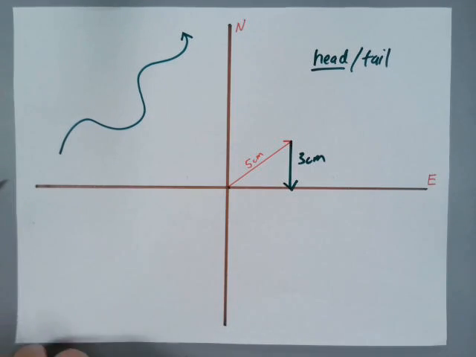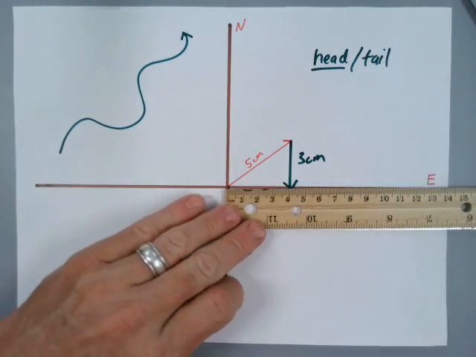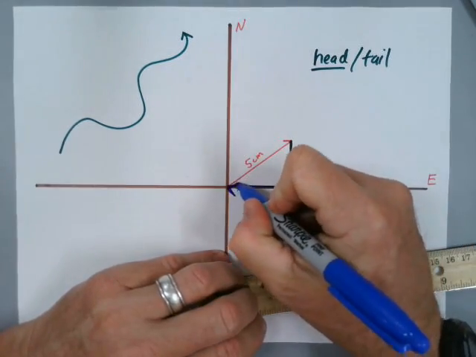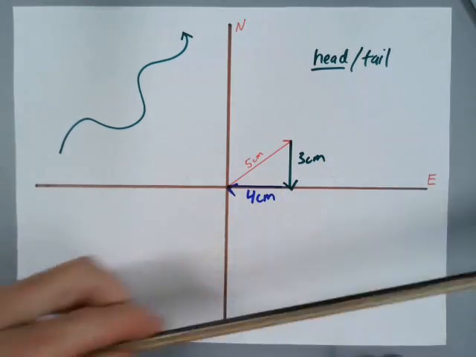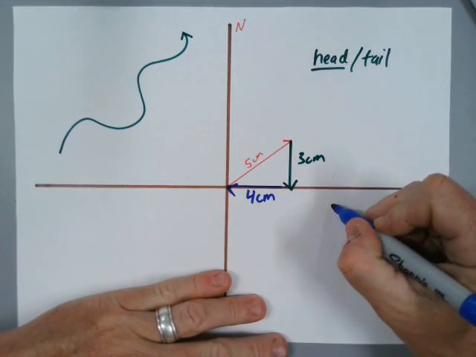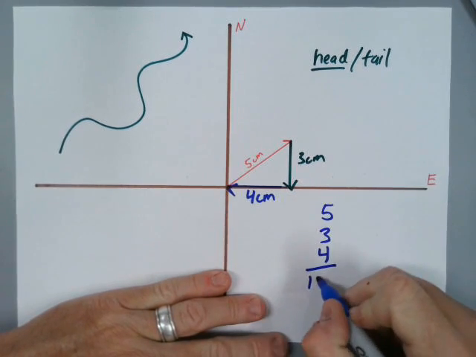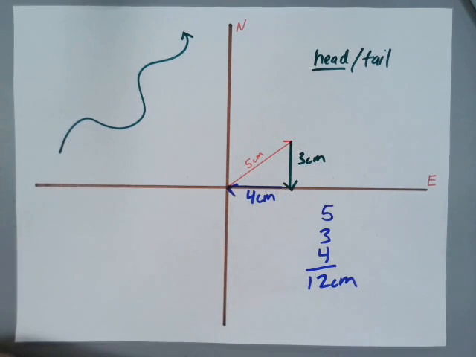Okay. But now imagine that I now travel this vector, a 4. My distance traveled is 5, 3, and 4. I moved a distance of 12 centimeters. But how far am I from where I started? 0. I wound up back at the same spot.